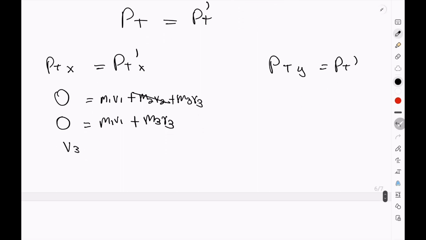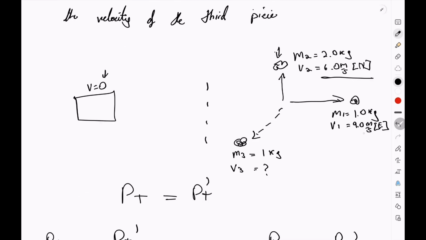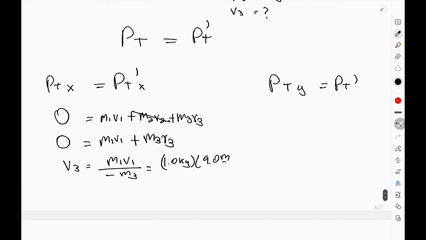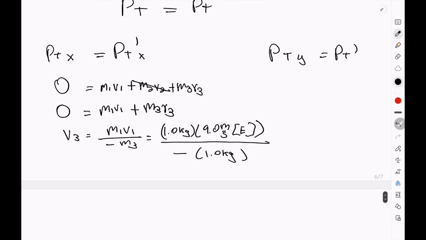Isolating for V3 gives us M1 V1 over negative M3. We can plug in what we know. So this gives us negative 9.0 meters per second east, or 9.0 meters per second west.